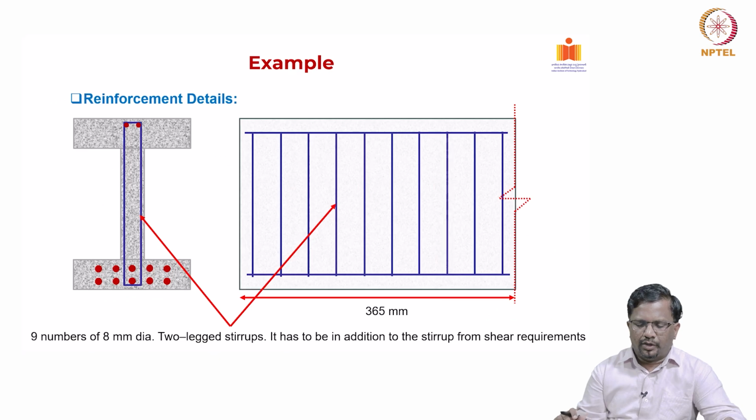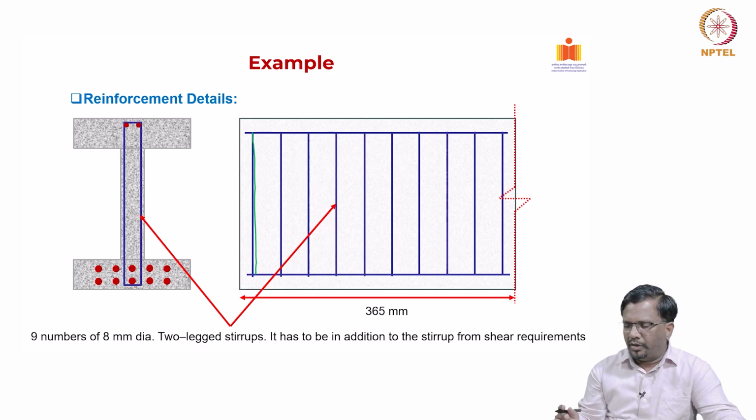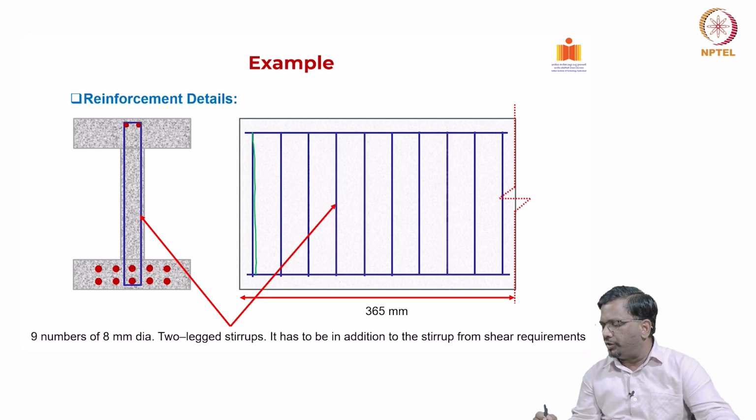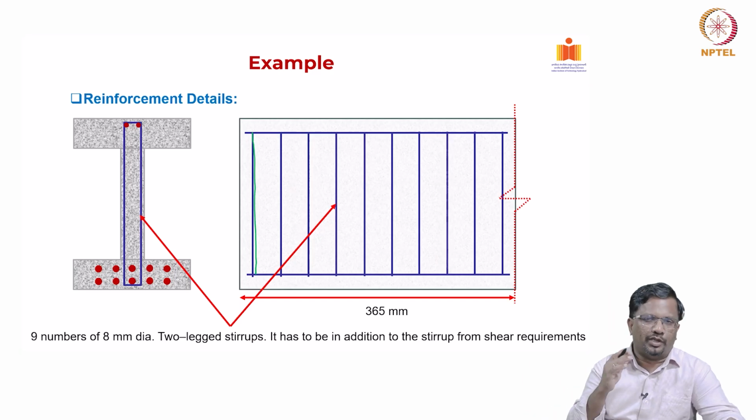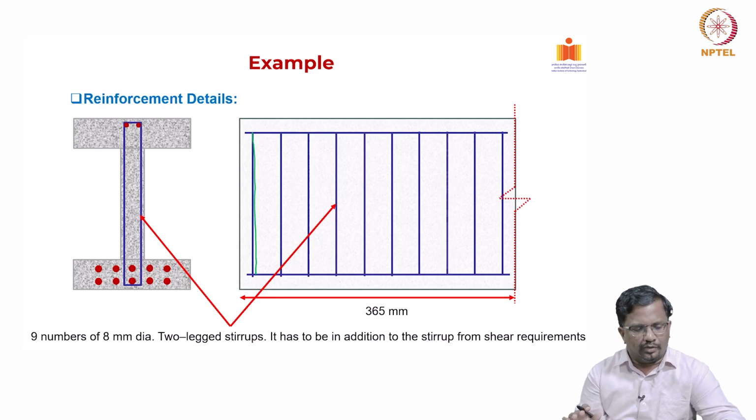So, you can see here you put some hanger bars and so on, and the first, we need to put the first one very close to this region, right, and then you put 9 numbers of 8 mm dia 2-legged stirrup. Again, this is a reinforcement specifically we are designing for the transverse tensile stress, and this has to be in addition to the stirrup that is required for shear requirement. So, this is an extra what you put in addition to what is required for shear resistance. Okay. So, this is the way that we check for transverse tensile stress and also the bond length.